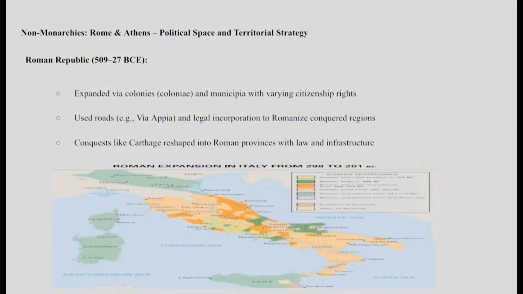Now we will talk about non-monarchies. The Roman Republic grew by building colonies and towns with different levels of citizenship. They used roads like the Via Appia to connect all the parts of their land. They also conquered places like Carthage and made them part of the Roman system using law and buildings. The maps show how Rome slowly extended across Italy and nearby islands. Rome didn't just take land; they made it Roman by adding roads, rules, and Roman culture.